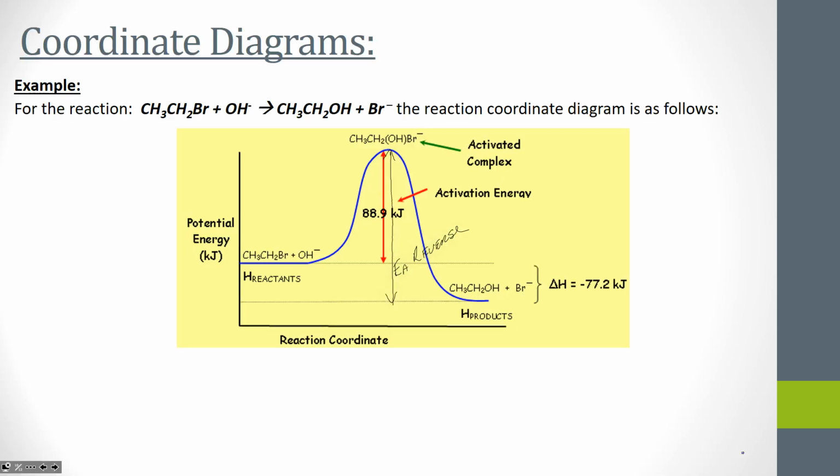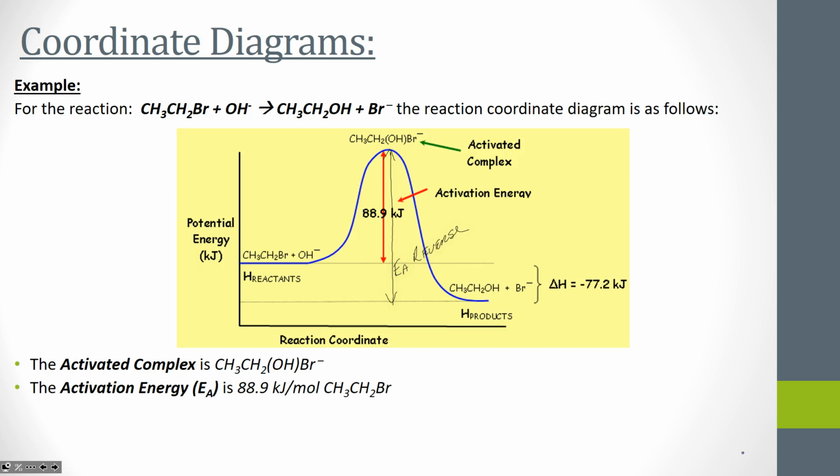So if we have this reaction, here's a typical coordinate diagram for it. If we look at this, our activated complex is what's at the top there. The way I think of it is it's just all the reactants mashed together. They're in the middle of a successful collision, just mush everything together on the reactant side. The activation energy for this reaction, they've shown us on the graph, is 88.9 kilojoules per mole of that chemical. And the change in enthalpy is negative 77.2.